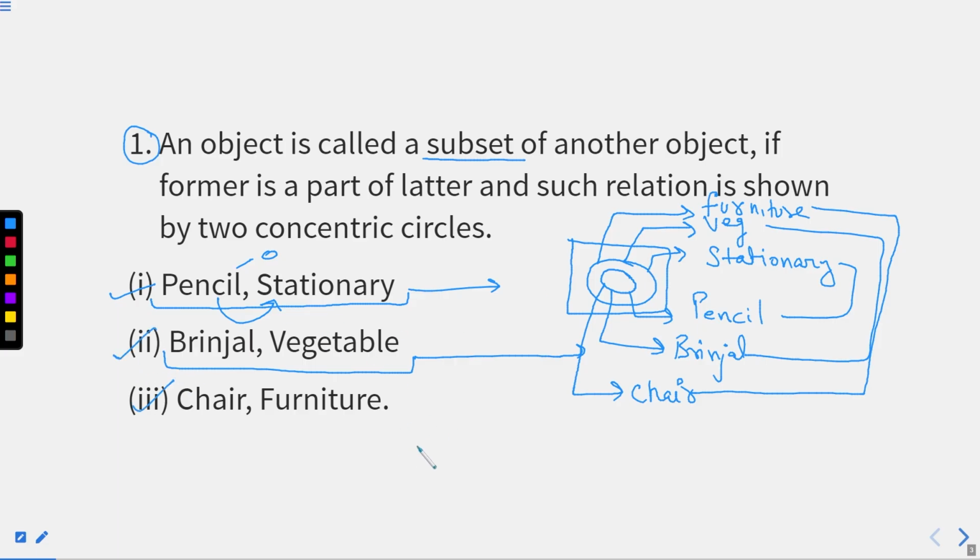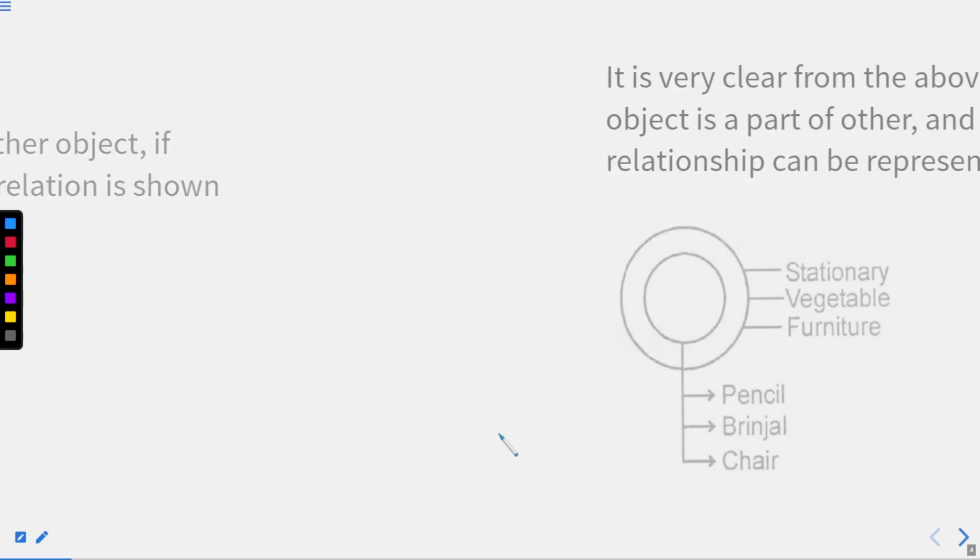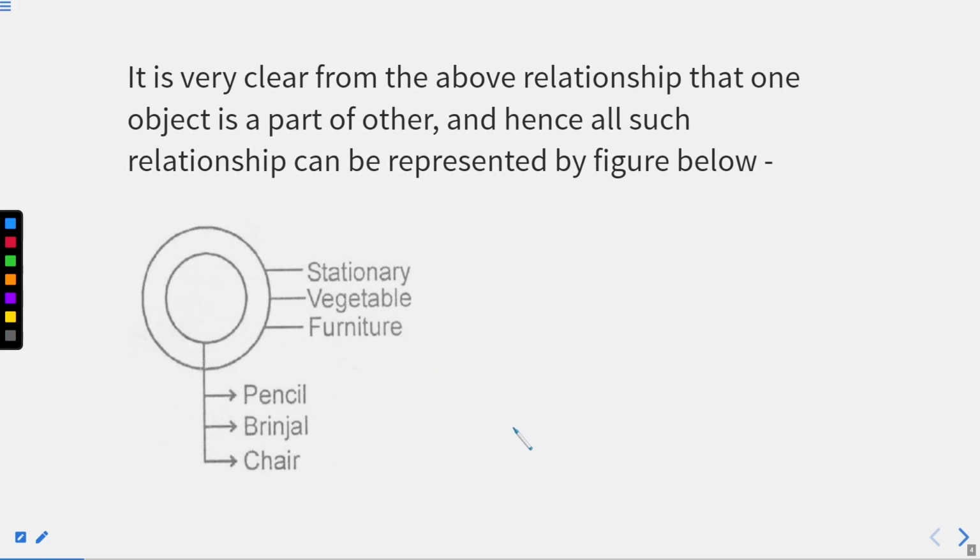In this, the common thing is a circle followed by another circle. There are two concentric circles. It means these three situations, whether it is pencil and stationery, brinjal and vegetable, or chair and furniture, will be represented with the help of this Venn diagram. For better understanding, you will see this figure here as well, right?